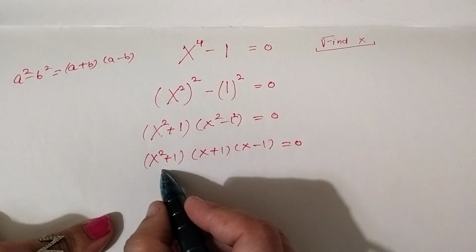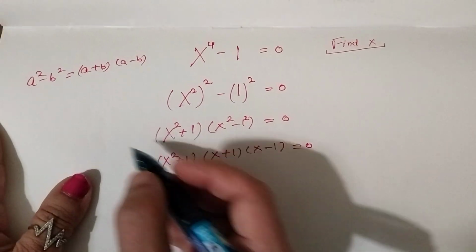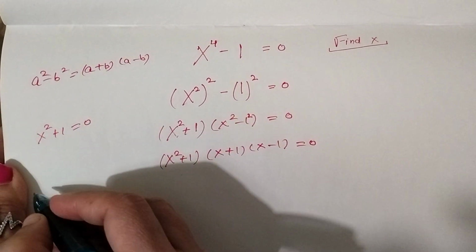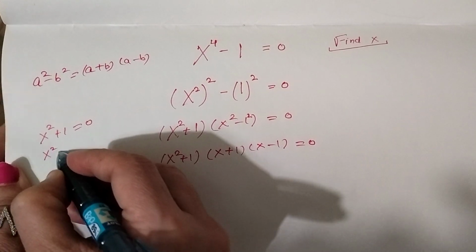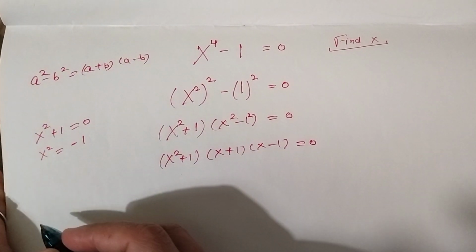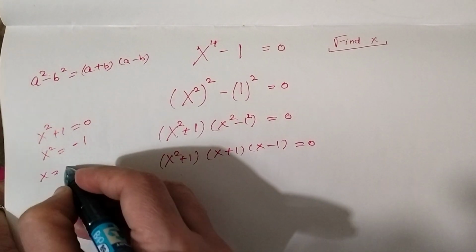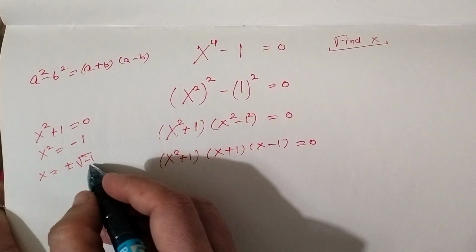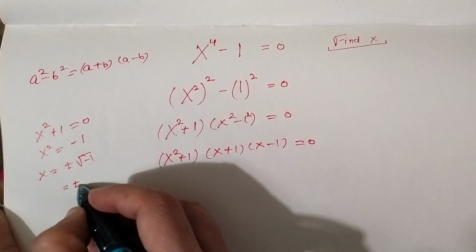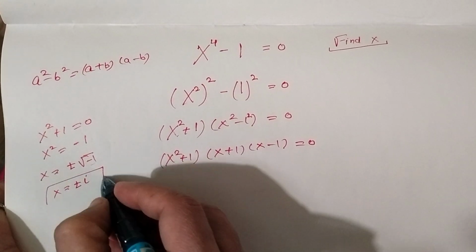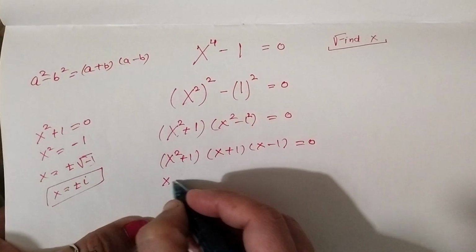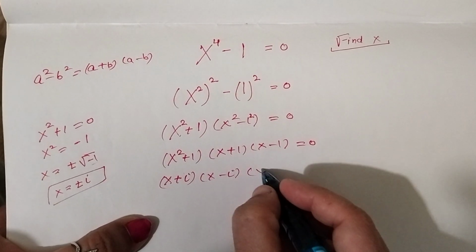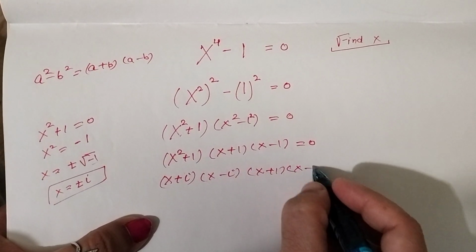Okay, now what is this? x square plus 1 equal to 0. If I write this x square plus 1 equal to 0, I actually get x square is equal to minus 1. That means x is equal to plus minus under root of minus 1. What is under root of minus 1? This is nothing but iota, imaginary number, right? So here this can be written as x plus iota, x minus iota, x plus 1, x minus 1.